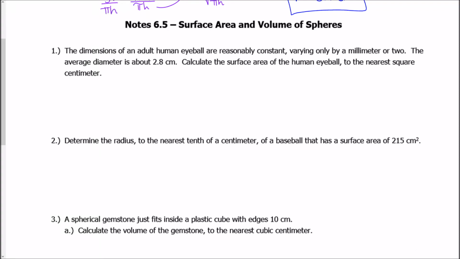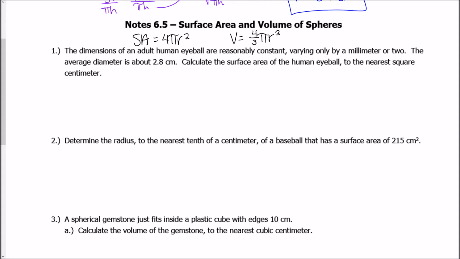Ladies and gentlemen, Notes 6.5 are on page 7, and they are on the surface area and volume of spheres. We talked about how to get these formulas. So remember, again, the surface area is 4 pi r squared, and then the volume, sorry, I wrote V, but it should be surface area, and then the volume of a sphere is 4/3 pi r cubed.